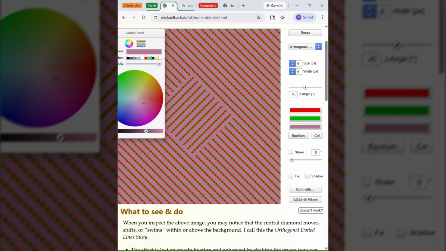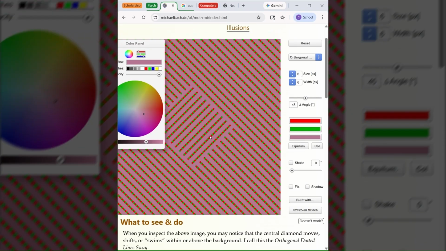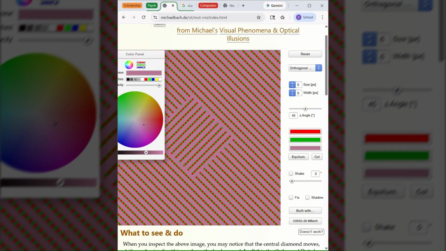In the end, this illusion shows how your visual system is always trying to blend motion together, predict what's happening, and keep things stable, even when the actual input is kind of a mess. Hopefully you guys enjoyed this video of this illusion.